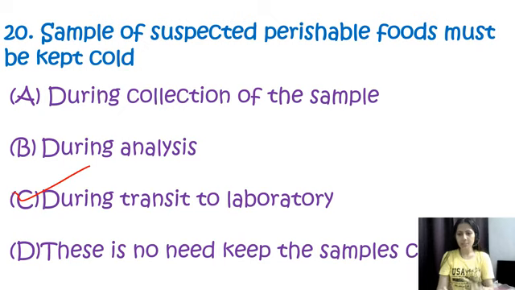What happens is, these perishable food samples can be prone to bacterial growth, or they can even get spoiled if not stored properly. Keeping the samples cold during transit helps to slow down the growth of bacteria, and it preserves the integrity of the samples until they reach the laboratory for analysis. That's why over here my correct option will be option number C, that is during transit to the laboratory.